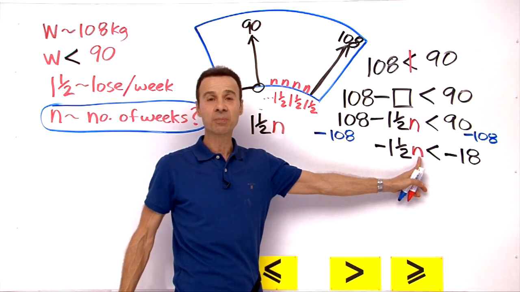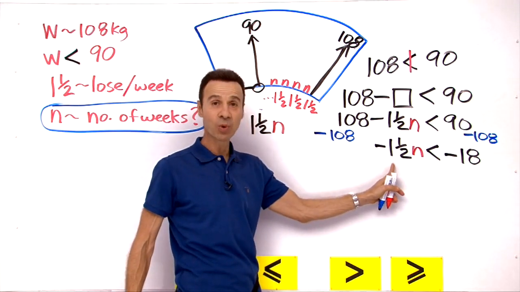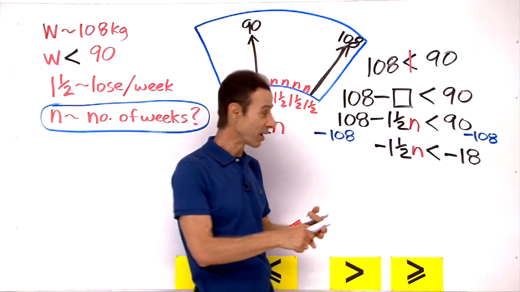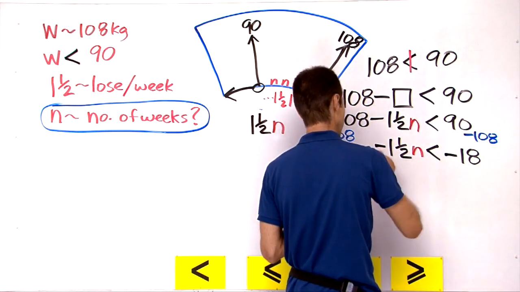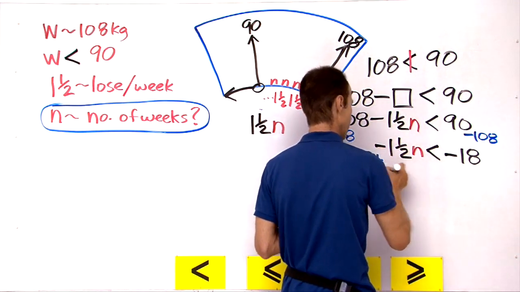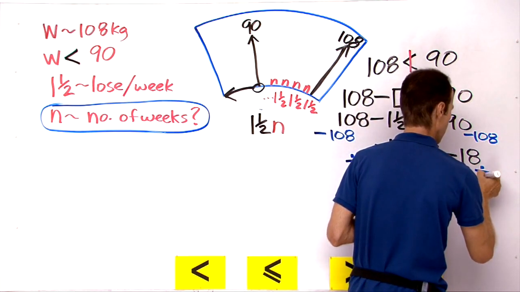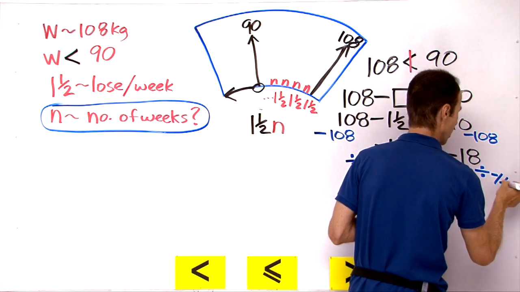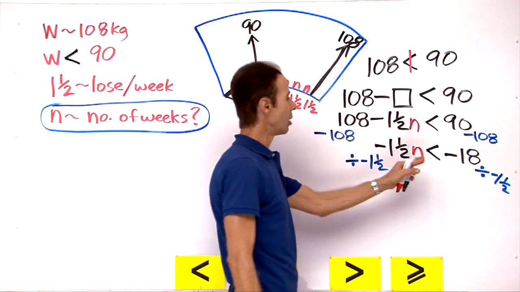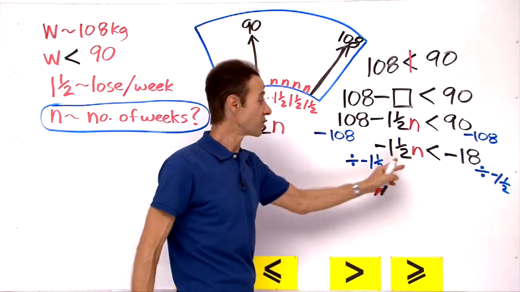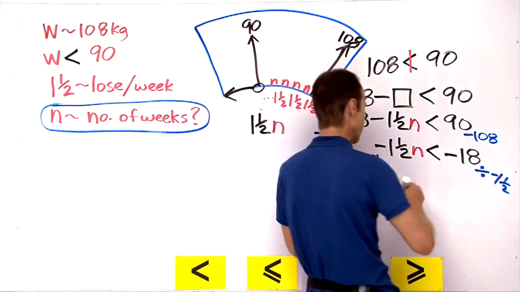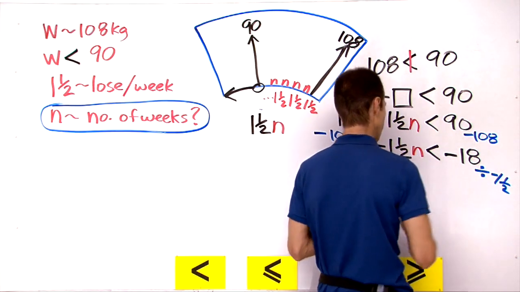What I'm going to do is divide both sides by negative 1 1/2. That'll eliminate the negative 1 1/2. So let's divide by that. Divide by negative 1 1/2. Okay, negative 1 1/2 divided by negative 1 1/2, that's going to give us 1. So we're left with the n, the unknown variable by itself.